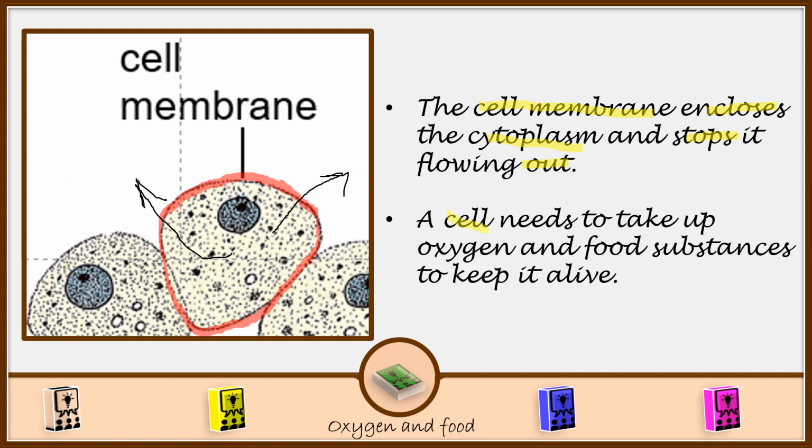The cell needs to take up oxygen and food substances to keep it alive. So the cell, of course, has to be alive. And being alive, it will need to take in oxygen, and it needs to take in food materials like glucose, amino acids, and so on.